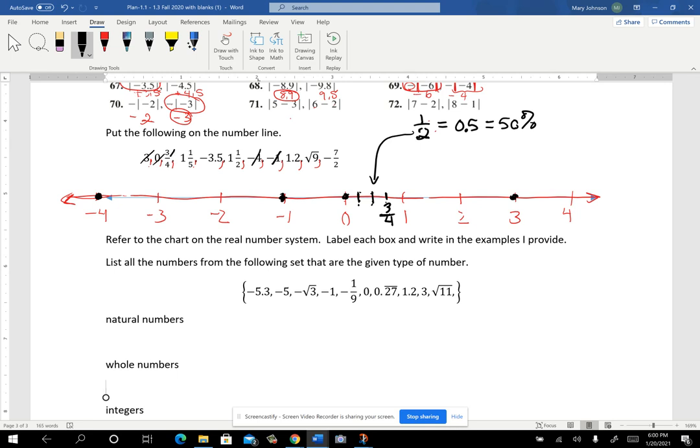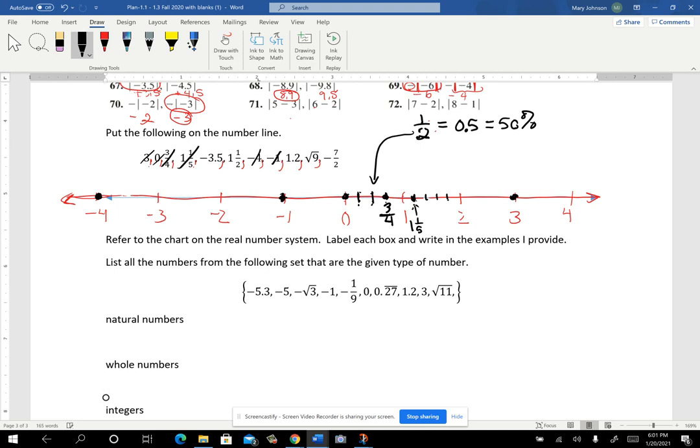Now 1 and a fifth. See that 1, that whole number part, means you've got to go past 1. And then 1/5 means, if I can evenly break that up into 5 equal pieces, I would go 1 piece past it. So that right there would be 1 and 1/5. Then that would be 1 and 2/5, 1 and 3/5, 1 and 4/5, and then I'd be at 1 and 5/5, so I'd really be at 2.